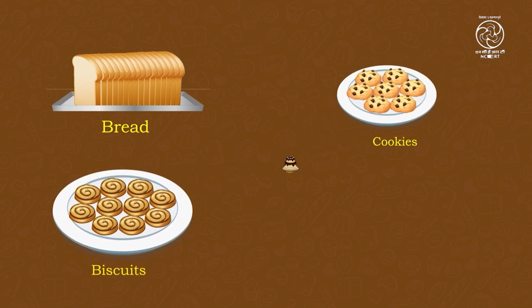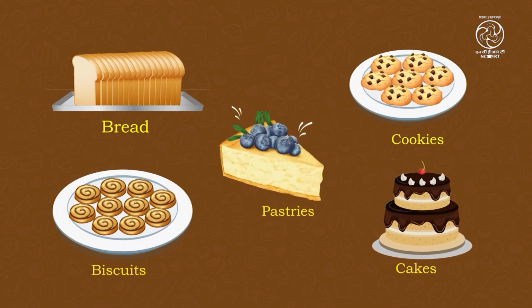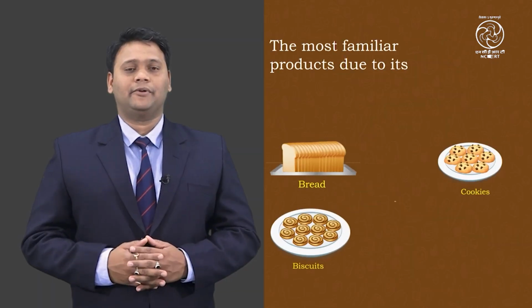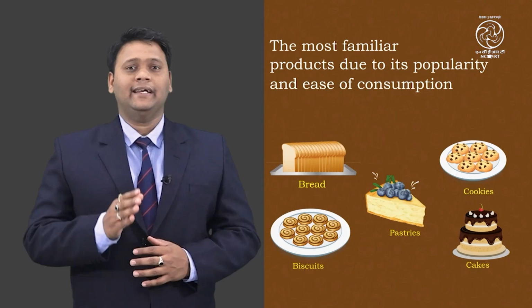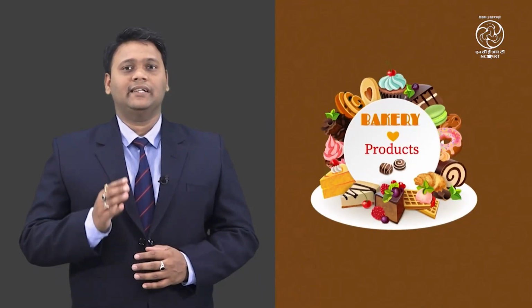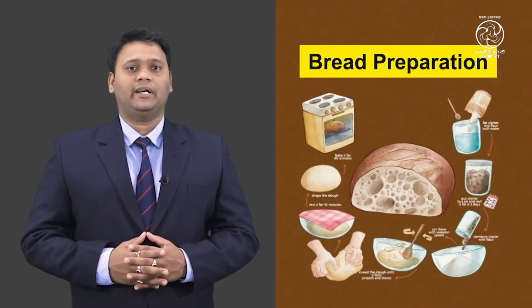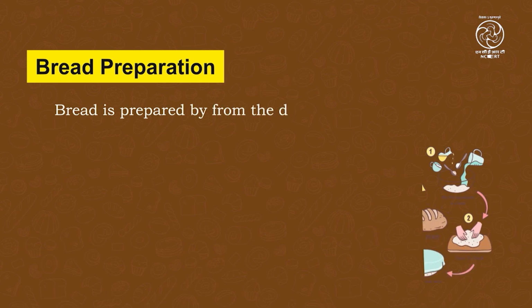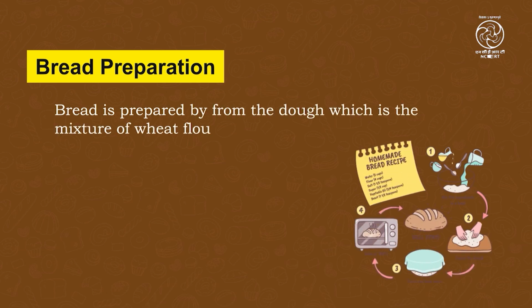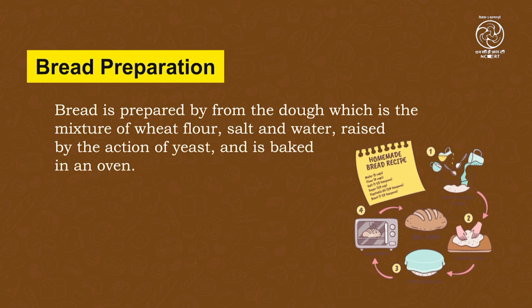Students, bread, biscuits, cookies and cakes and pastries have become the most familiar products due to its popularity and ease of consumption. Let us first understand the difference in the preparation of these bakery products. The first is bread preparation. Bread is prepared by the dough, which is the mixture of wheat flour, salt and water raised by the action of yeast and is baked in an oven.